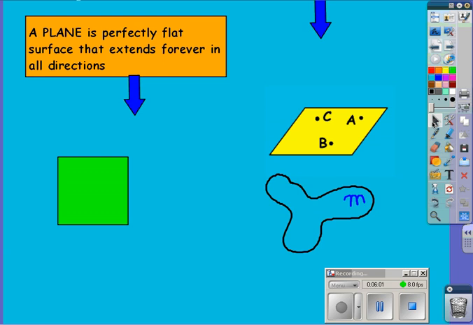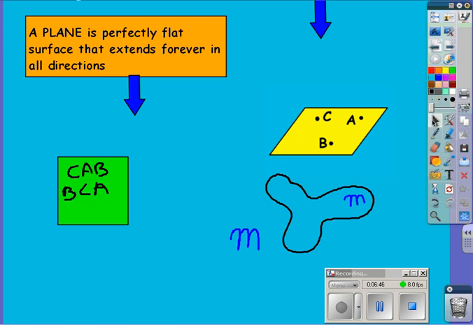There are 2 ways to name a plane. One way would be to name the parallelogram plane CAB, or any arrangement of those letters. Could be plane BCA, as long as they are 3 non-collinear points, which means 3 points that are not on the same line. You'll notice points A, B, and C are not on the same line. You could also call this weird shaped figure down at the bottom plane M. And that's all it would be called, plane M.